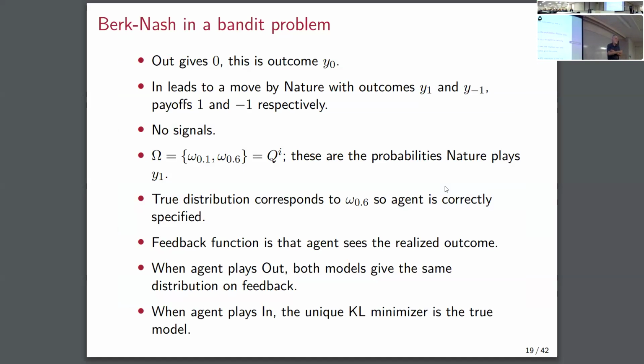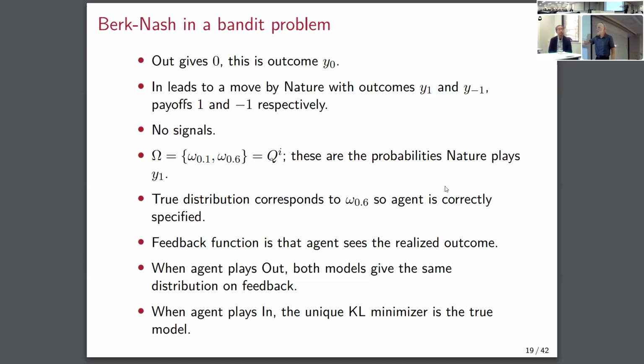Let me elaborate on this bandit example. Out gives zero. That's outcome y0. In leads to a move by nature with outcomes y1 and y minus one, payoffs plus one and minus one. There are no signals, so it's a complete information game. The state space omega is either omega 0.1 or omega 0.6. That's the probability of y1. You don't know the probability of y1; it's either 0.1 or 0.6.